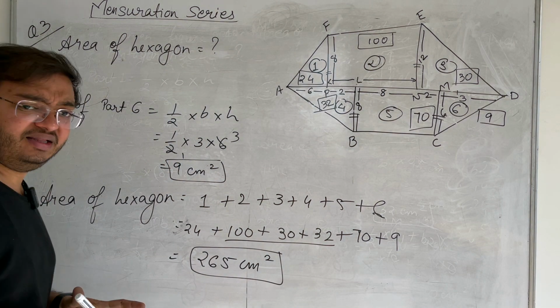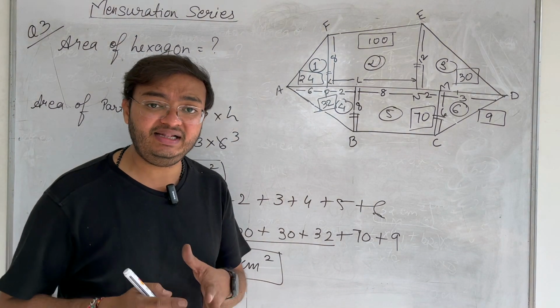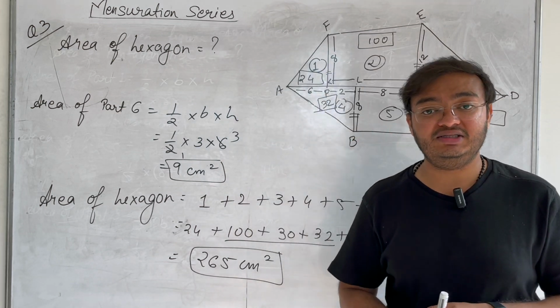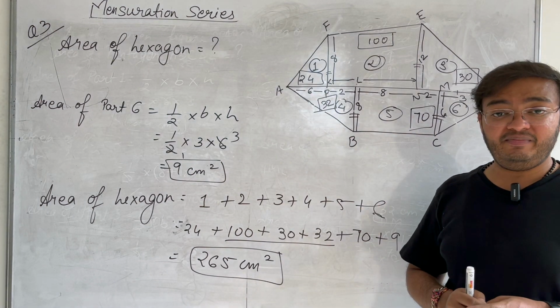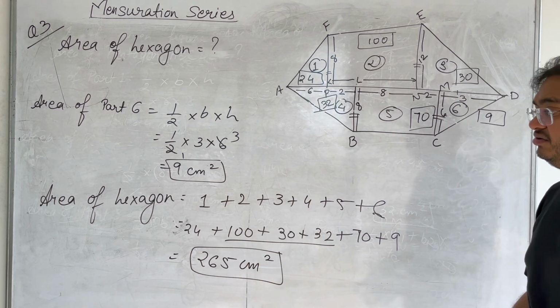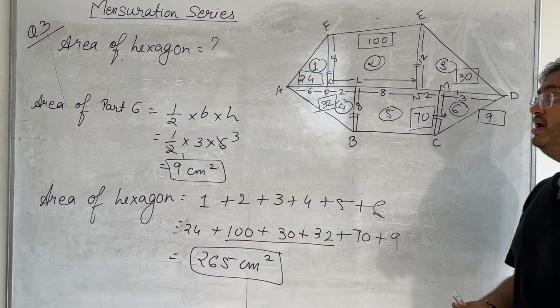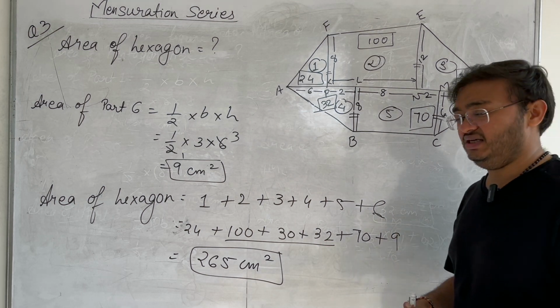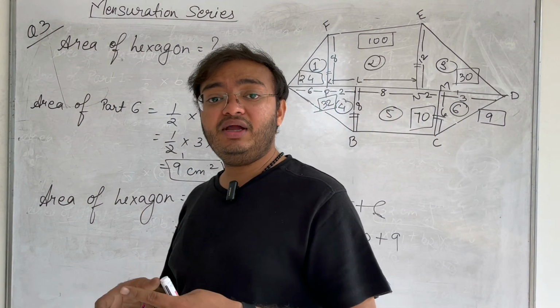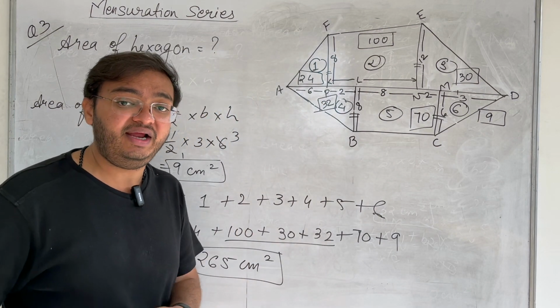So I think this is very easy for you to understand how to find the area of irregular polygons. When it has been divided into many parts, we find the area of the individual parts, and at the last we sum up all the areas. So I hope this question is easy for you to understand, and now you are clear how you can find the areas of irregular hexagons.